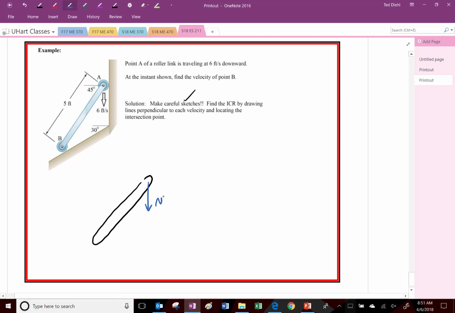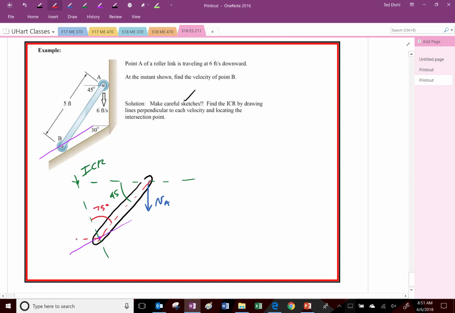And my VA goes this way right here. My VB needs to be in that direction, so there you go. So you have to be careful with what angles that you use onto the thing. And then I draw my perpendicular lines here. This is perpendicular. That's supposed to be perpendicular. Here's your ICR. You figure out that this is going to be 45. You figure out from just the geometry of the thing, let's go red, that this has to be 75 degrees.